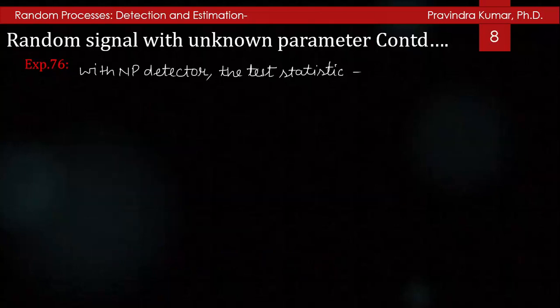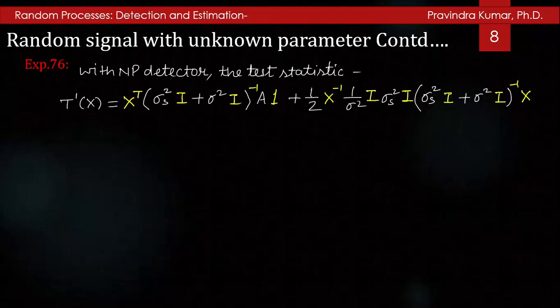Now with the NP detector, the test statistic T dash x is equal to x transpose inverse of the matrix sigma s square I plus sigma square I into A into unit matrix 1, the matrix which has all ones, plus 1 by 2 inverse of x into 1 by sigma square identity matrix, sigma s square identity matrix, and inverse of the matrix sigma s square I plus sigma square I into x.